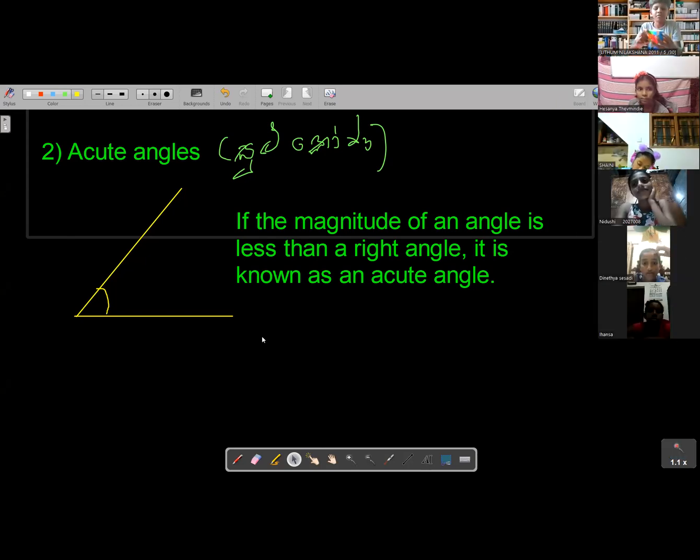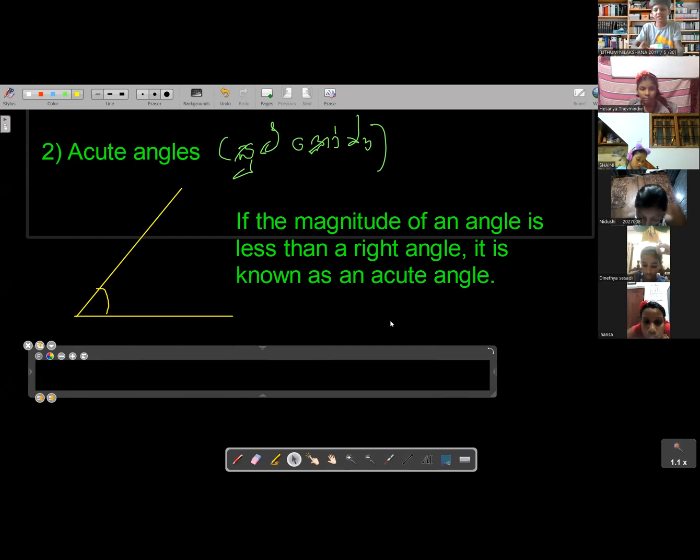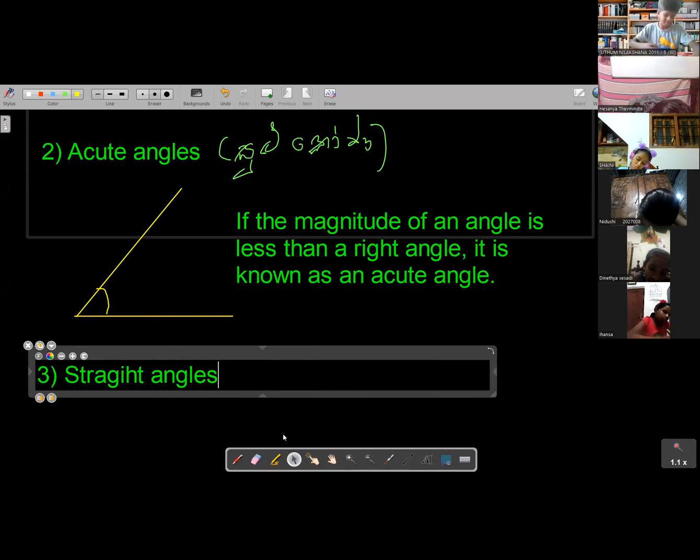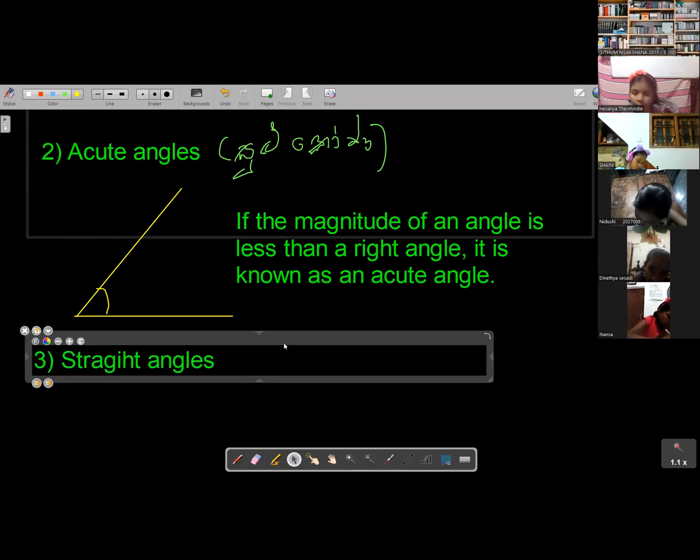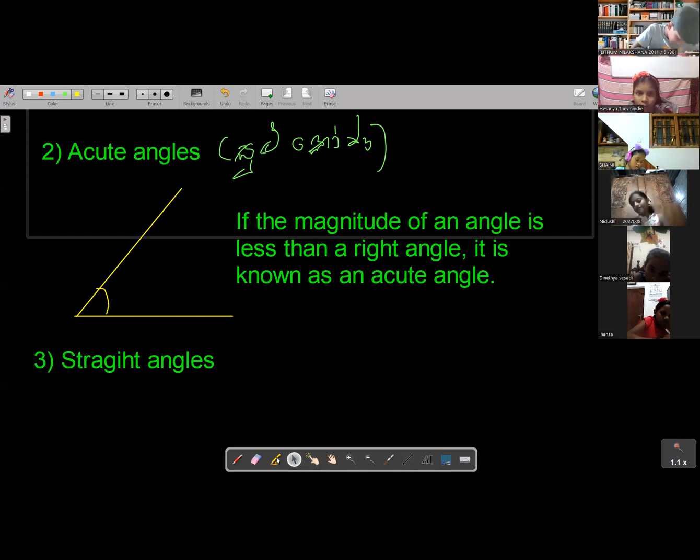Right. Okay, those are the acute angles. Then I am going to discuss our third type. Write down the third type, number 3: straight angles. Straight angles mean sarala kona. I think it is a new angle for you, no? You didn't study it in Grade 5.